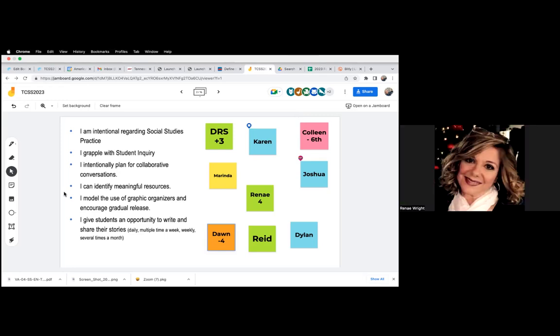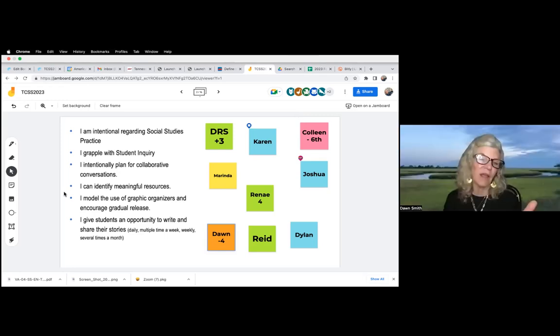Sure. When you look at that list of things there, like you're looking at the social studies practices, you're trying to embed inquiry, you're trying to encourage your students to have collaborative conversations, look at resources, use graphic organizers, and then write. How successful, and well, I shouldn't say it that way because that sounds like we're trying to judge each other. But what do you want to celebrate that you feel like you see working really well in your classroom?